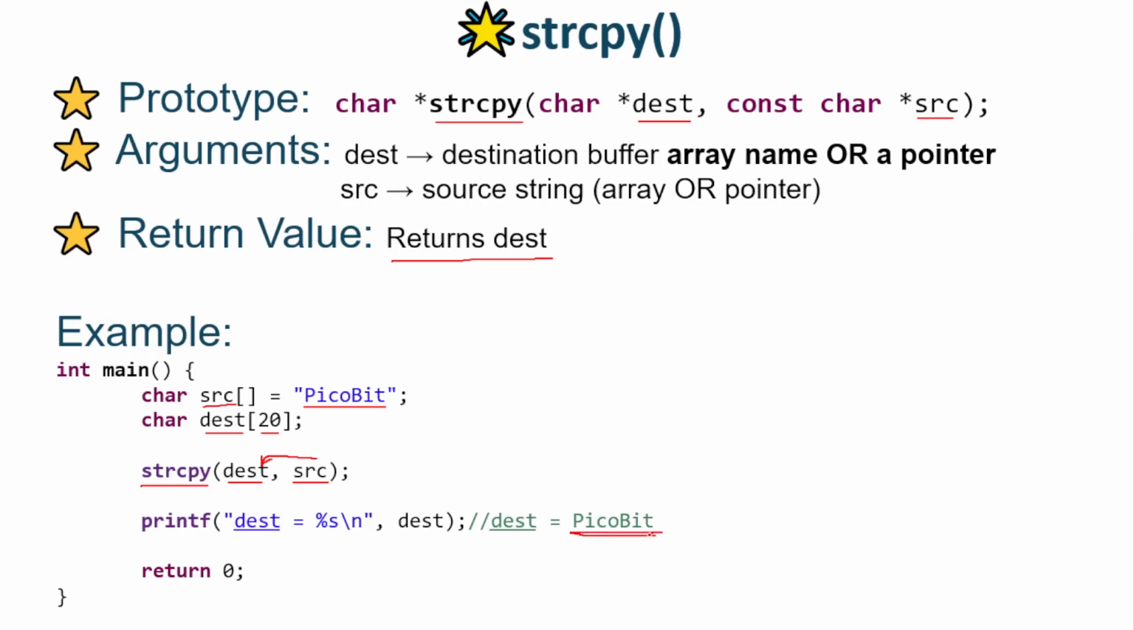Finally, when we print the result using the printf function, the output displayed is the string dest equals picobit, confirming that the string has been successfully copied from src to dest.